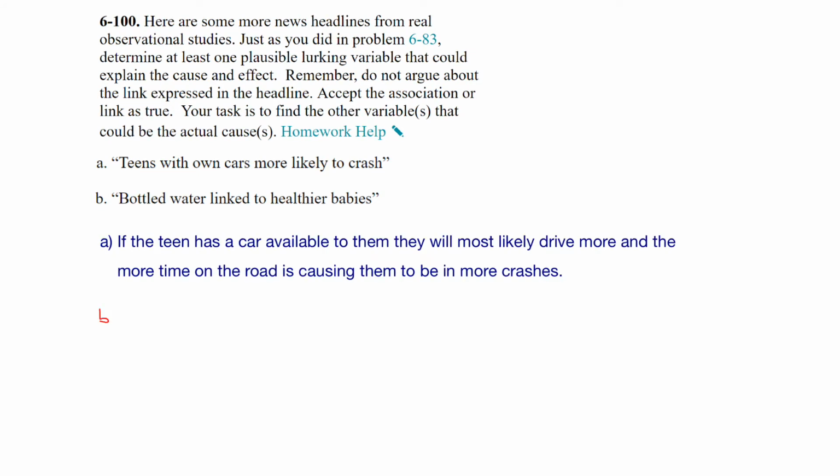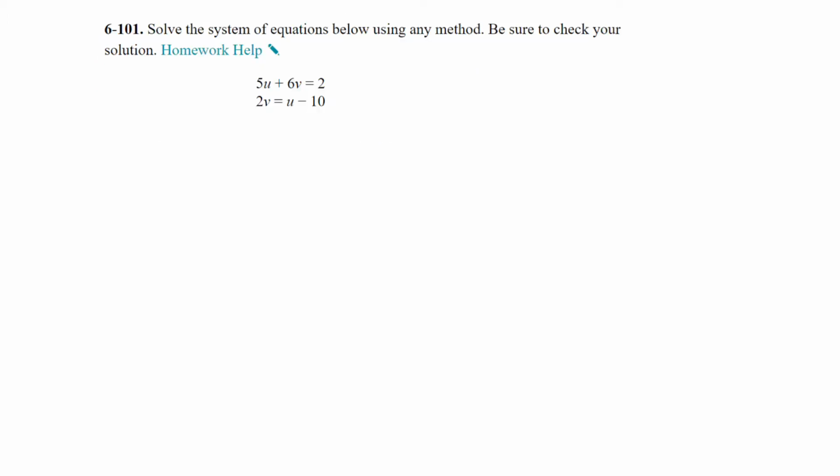B, bottled water linked to healthier babies. So once again, we assume that association or link is true. And so what we could maybe say is if people are buying bottled water, maybe the families can afford the expensive bottled water, so therefore maybe they have better nutrition, better health care, things like that potentially. So there's B, and that's it for question 100.